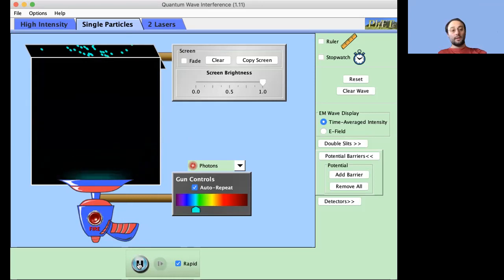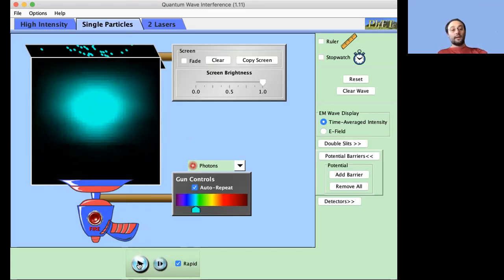Right here, let me see if I can catch. Right here, where the probability is small, nevertheless, the photon materialized. I had a question this morning. A student asked me, if things are random, why is it that there are spots where it's more likely to find a photon? Random doesn't mean that the probability is uniform.